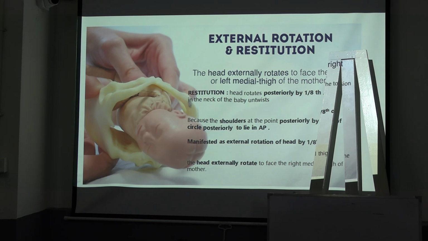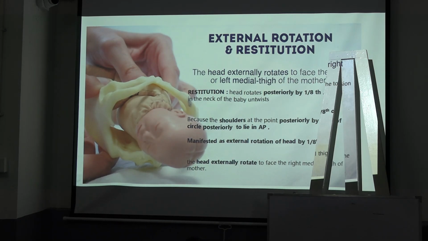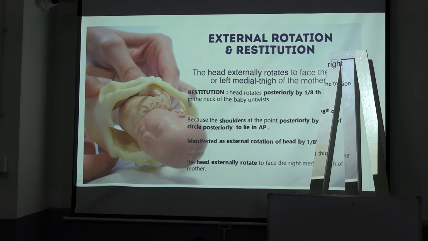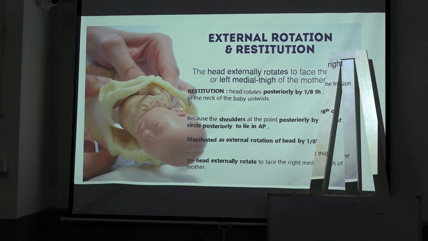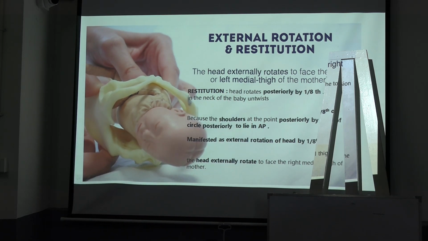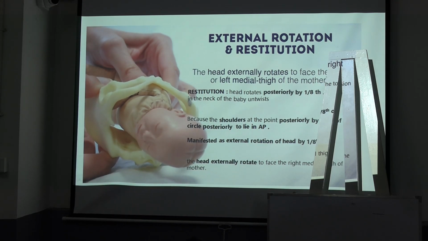Then the external rotation and restitution. First, external rotation, what is happening? The head itself rotates in the opposite direction of the internal rotation by 1/8 of a circle to relieve some amount of torsion. And the restitution is also manifested as the external rotation of the head due to the internal rotation of the shoulders from the left oblique diameter to the anterior posterior diameter, by another 1/8, so that it goes back to its original position, that is left occiputo transverse, and the face is towards the right side of the maternal thigh.